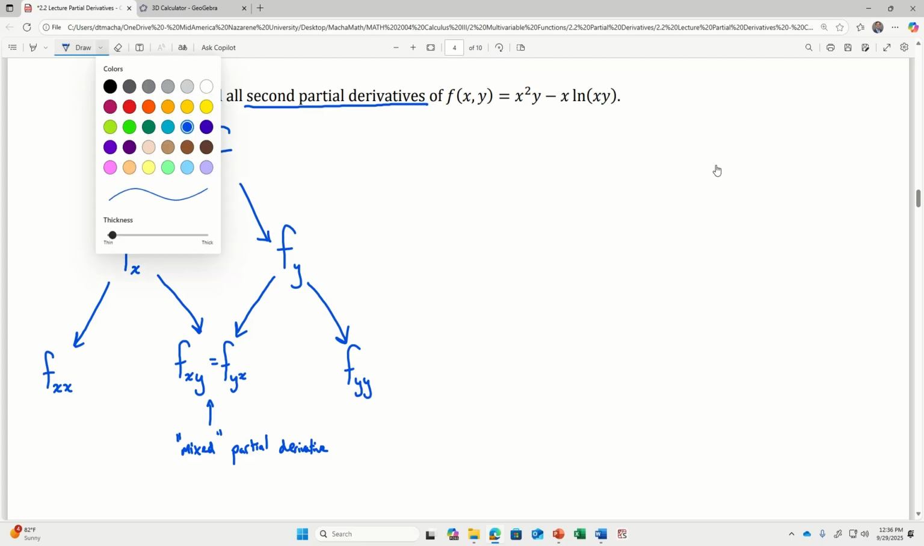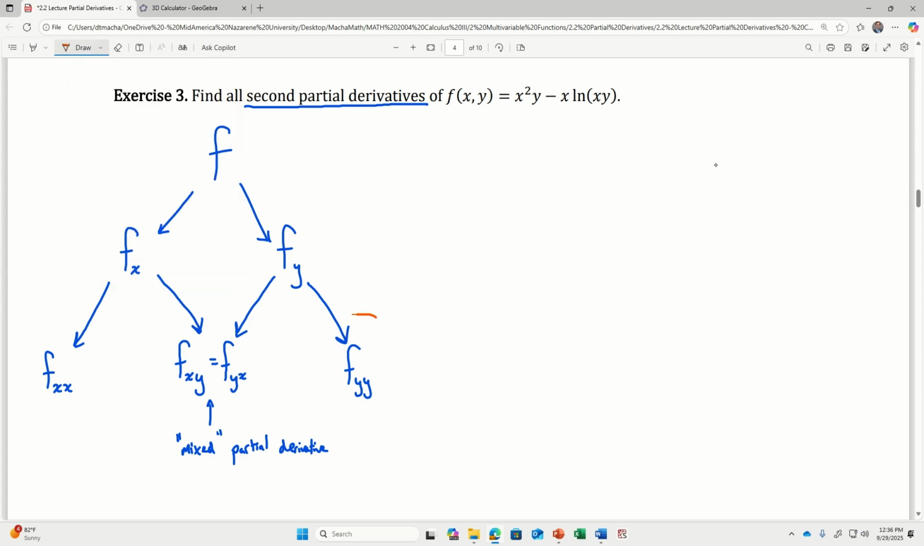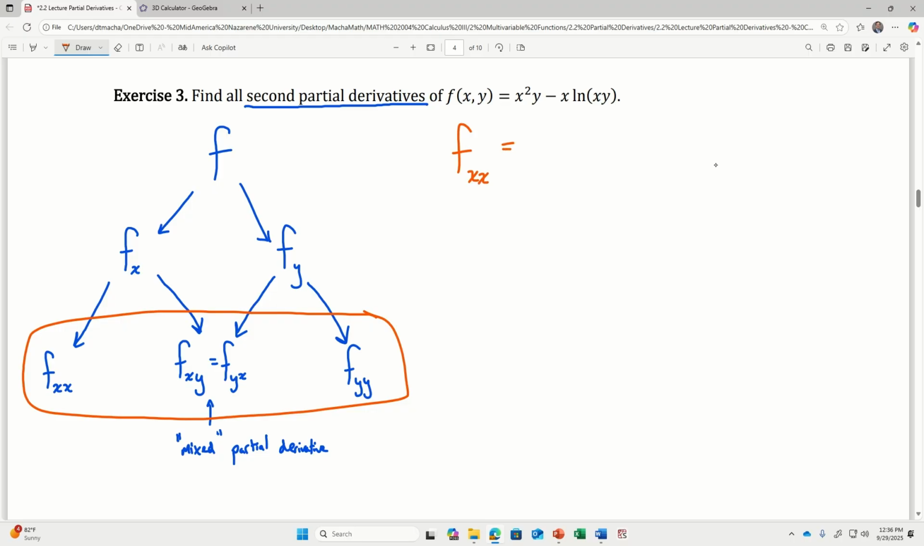So if I ask you for all second partial derivatives, then I'm talking about these three. That is the second partial with respect to x, the second partial with respect to y, and then the second partial with respect to x and y.